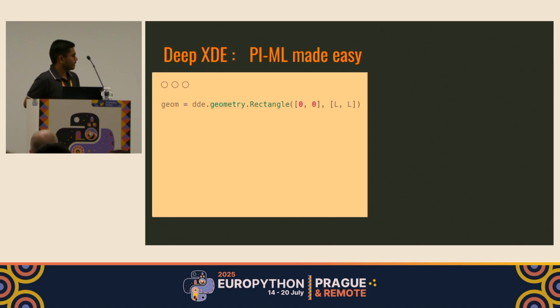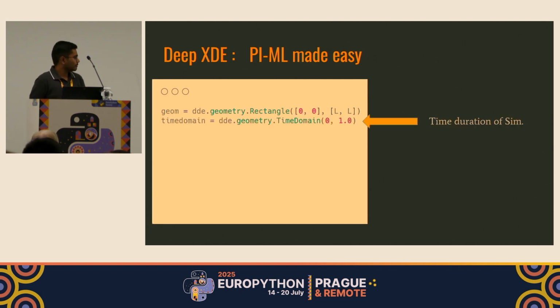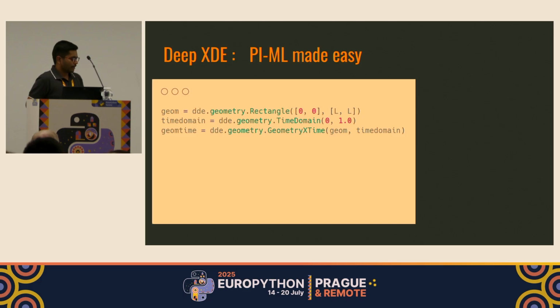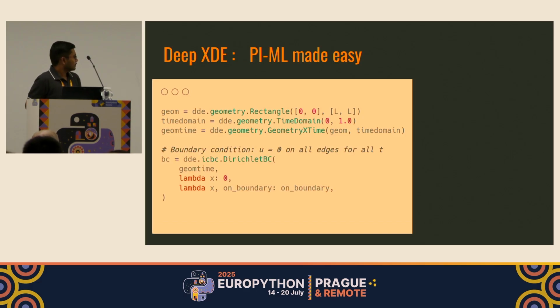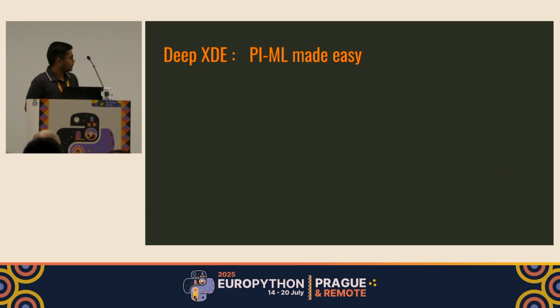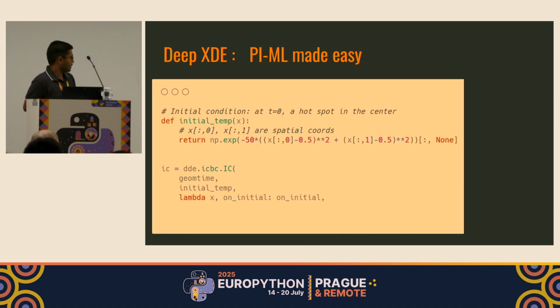First, we define the geometry, which is the physical boundary within which we want to get our solution. Then we define the time duration of simulation, and we combine them into a single container. After that, in scientific simulations, most of the observation data is usually in boundary condition or initial condition. So we define a separate container for that as well, and similarly for initial condition.